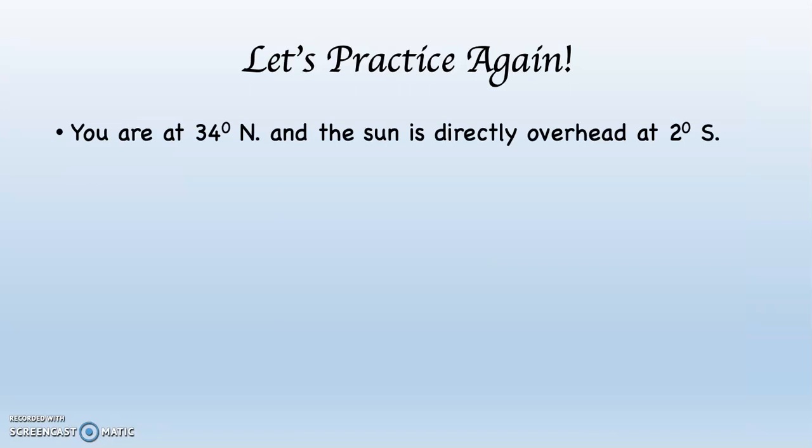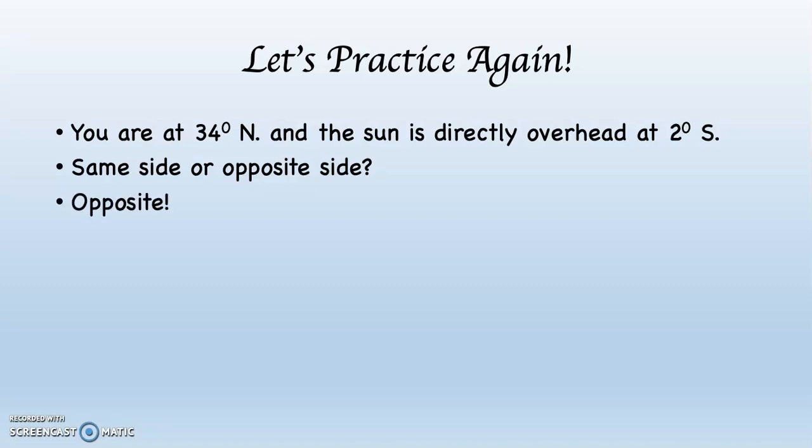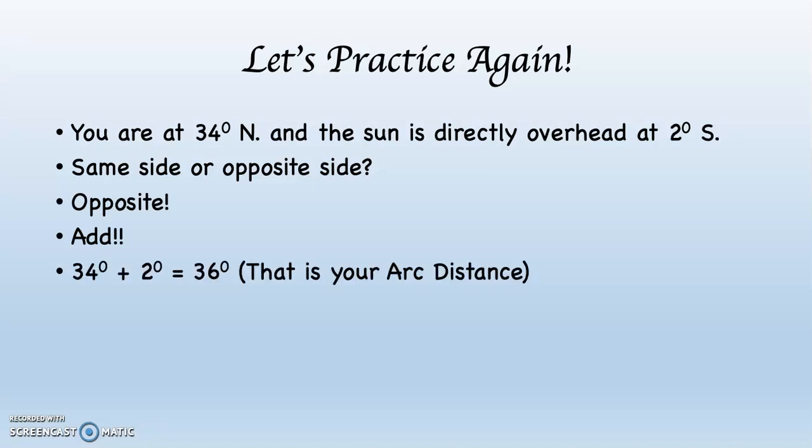You're at 34 degrees north and the sun is directly overhead at 2 degrees south. In other words, 2 degrees south is now the subsolar point. Are you on the same side or the opposite side of the equator when you are at 34 degrees north and the sun is at 2 degrees south? Opposite side. What do you do when you're on the opposite side? You add. So we take this time 34 degrees plus 2 equals 36 degrees. That's your arc distance. You're 36 degrees away from the subsolar point.